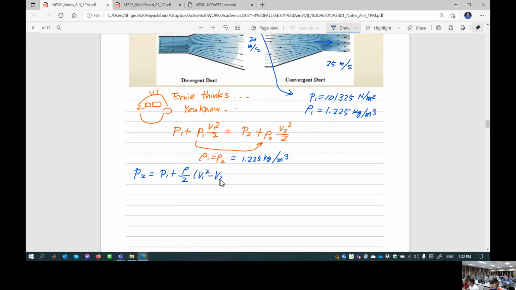P1 minus P2 is equal to P1, which is 1.01325 times 10 to the 5 Newton per meter square, plus 1.225 kilogram per cubic meter over 2, times 20 meters per second squared minus 25 meters per second squared. This is 1.0116 times 10 to the 5 Newton per meter square.